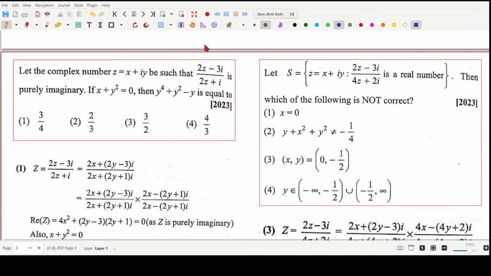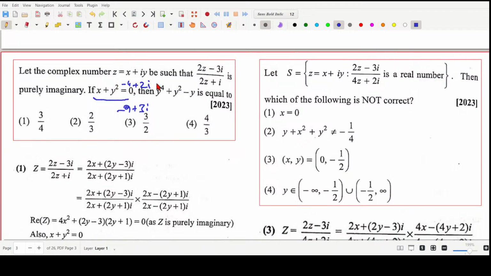See here. There is some complex number and some condition on this complex number. If you do this with this complex number, you should get purely imaginary, right? We are also given another condition, x plus y square equals 0. So the complex number should be of the form, if y is 2, then minus 4 plus 2i, or minus 9 plus 3i, this kind of complex number, right?